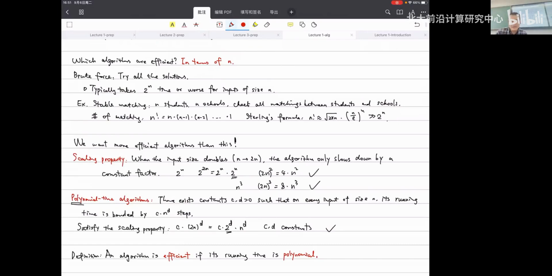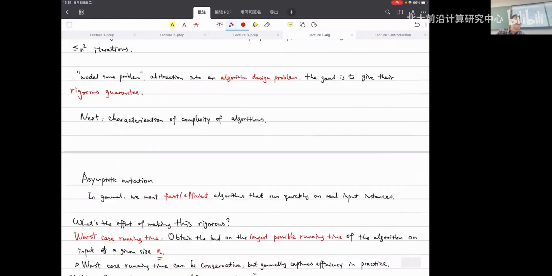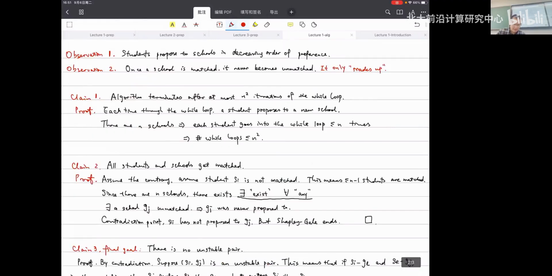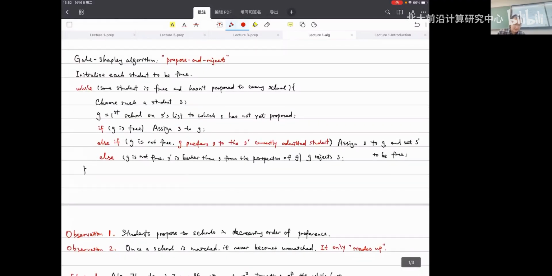Oh, so there is a question. Is the running time of stable matching n squared? This is a very good question. Actually, this is a very interesting question. If we want to look precisely at the running time of this Gale-Shapley algorithm, I want to thank you for raising this question.